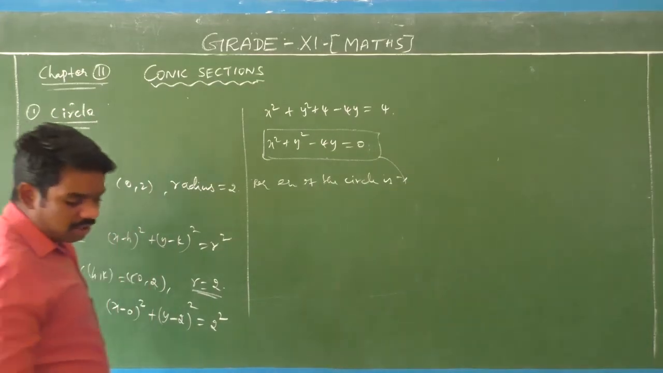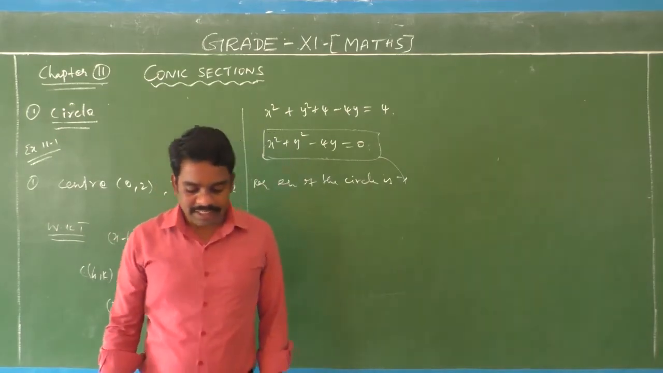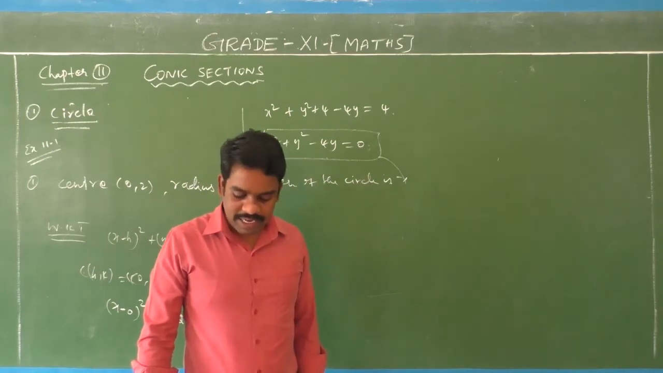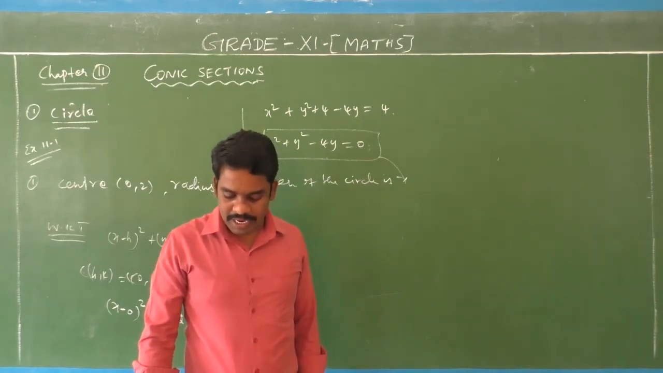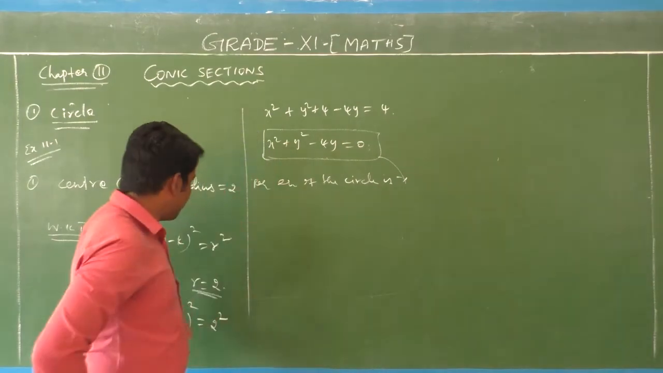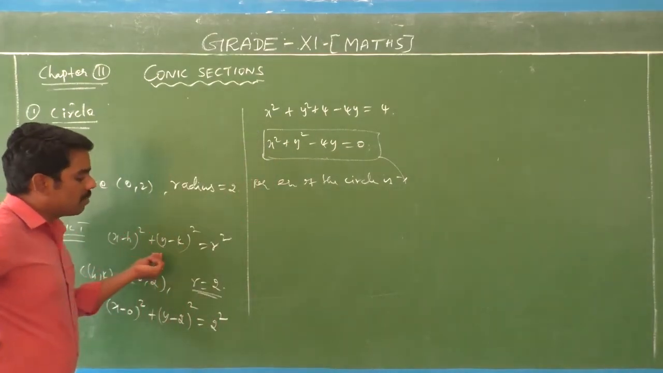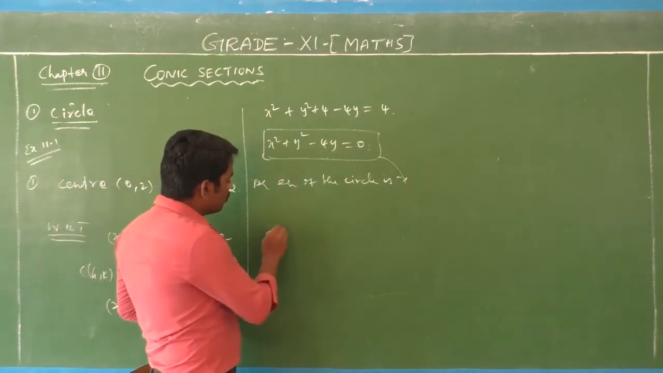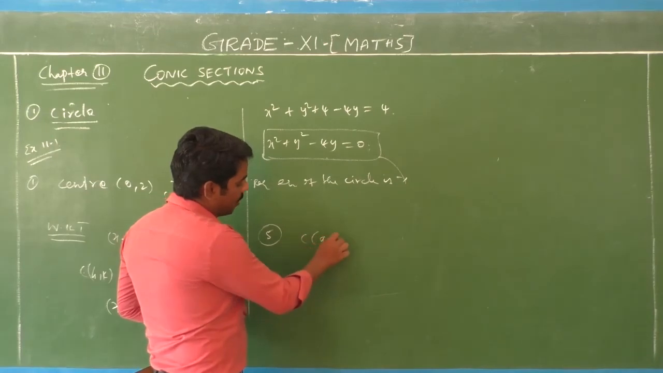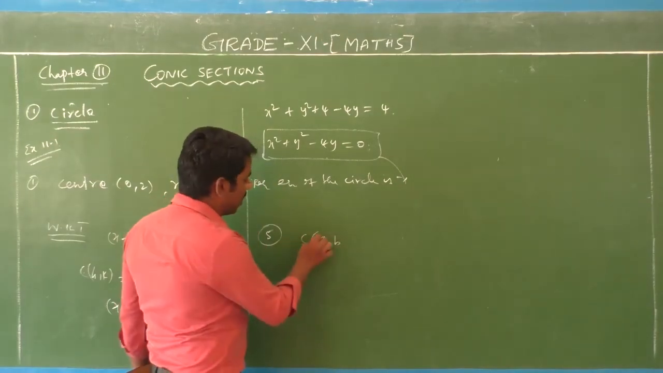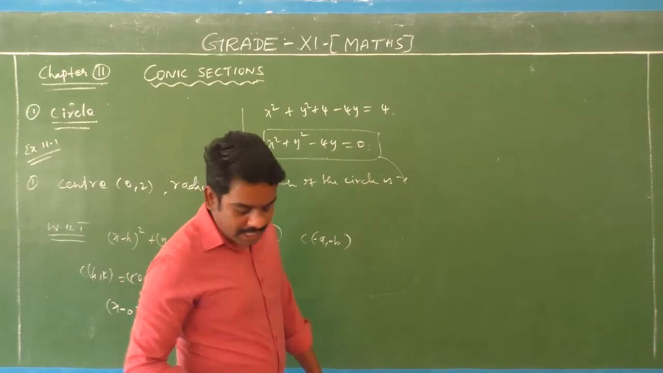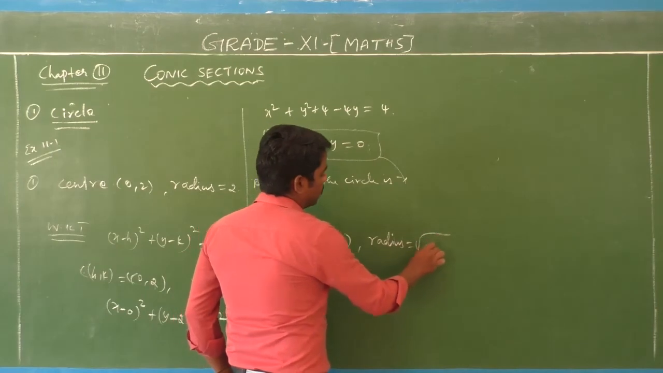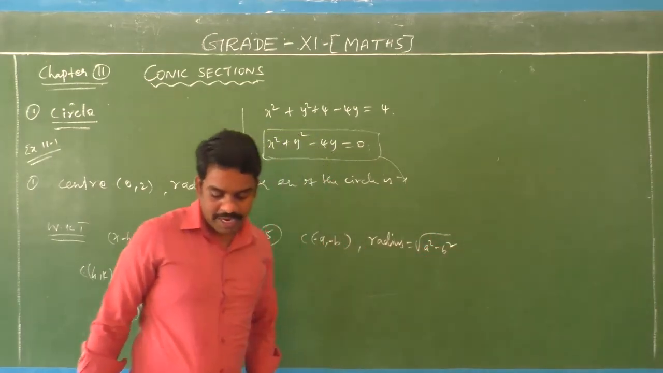Okay, and the second question is the same. The second question: center is minus 2, 3 and radius is 4. The third question is the same, center and radius. The fourth: center 1, 1 and radius root 2. Use the same formula, (x minus 2) whole square plus (y plus 2) whole square equal to r square. And the fifth question: center is minus a comma minus b, and radius is root of a square minus b square.